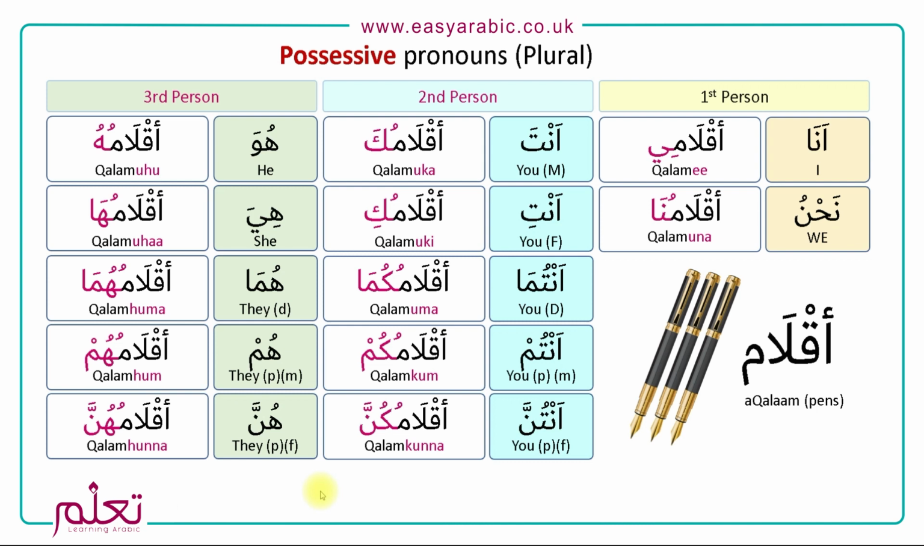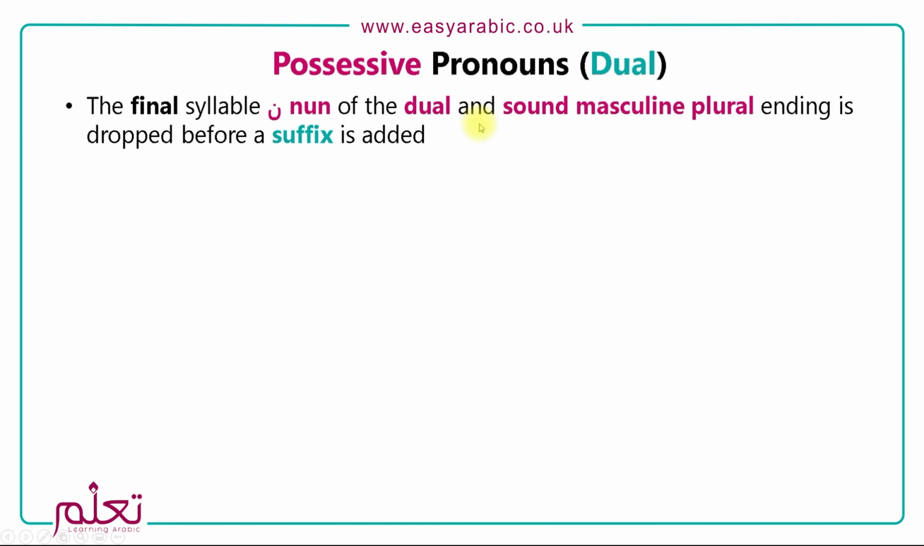Okay, so one thing to note about the possessive pronouns in a dual and plural situation is if the final syllable ends with a noon, then what we need to do is remove the noon and then add the suffix. So here, if we take the singular word kitab, which is one book, to make it dual, we need to add alif noon. So kitab with alif noon becomes kitaban, which means two books.